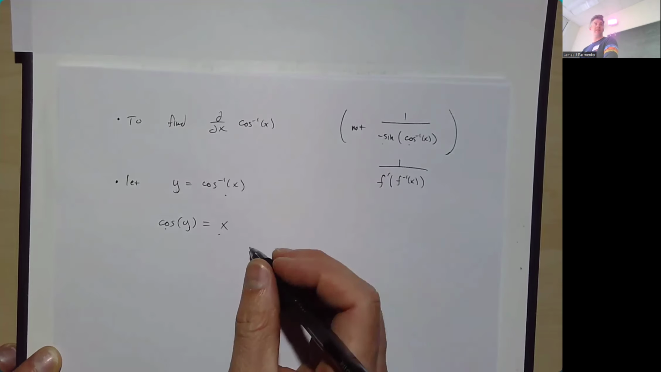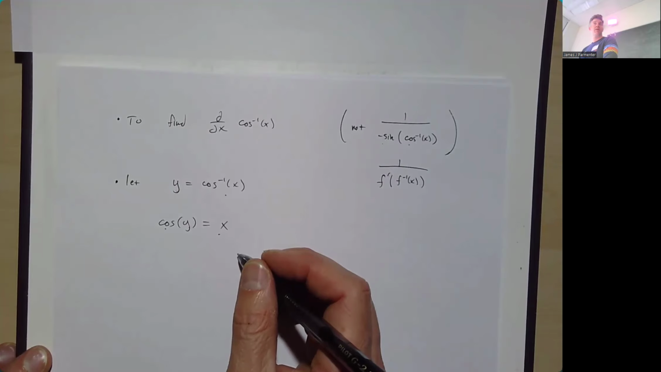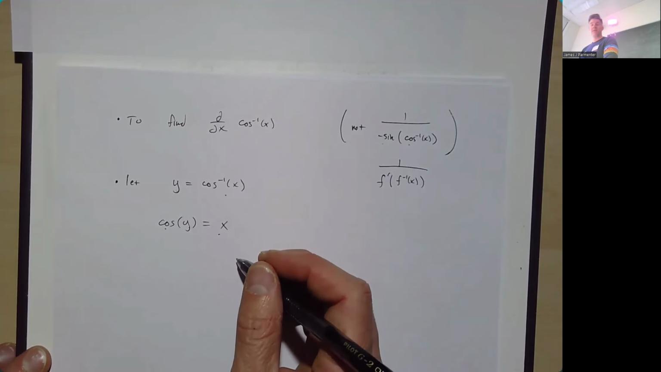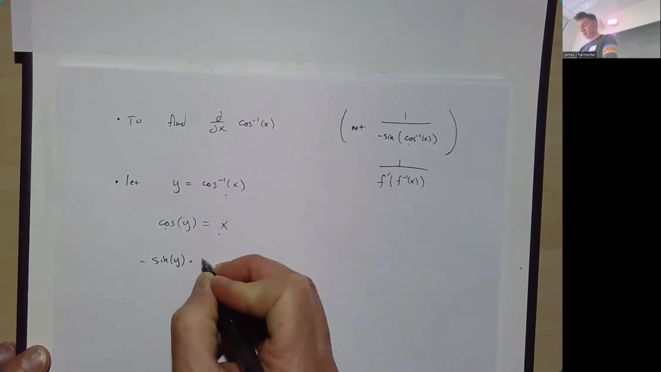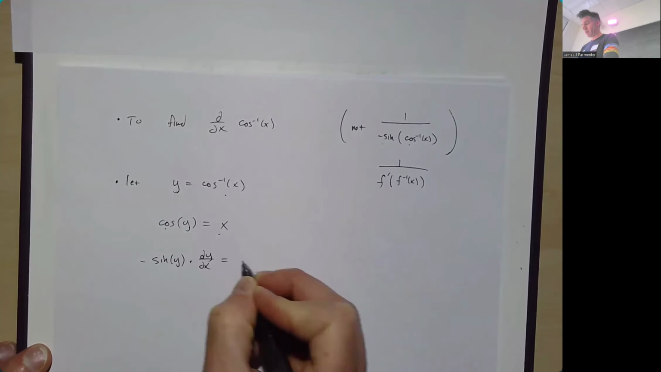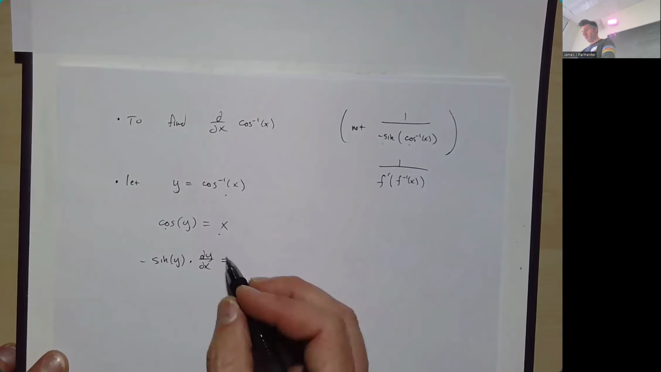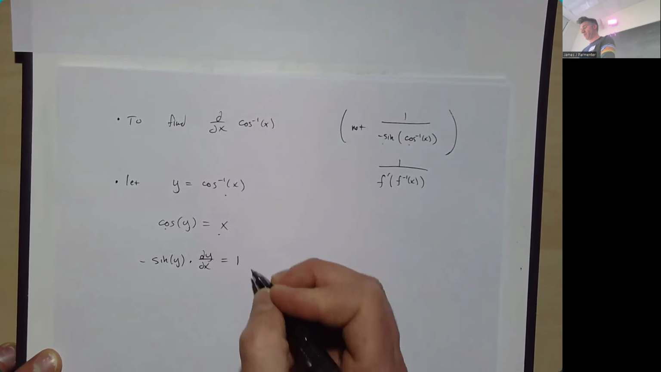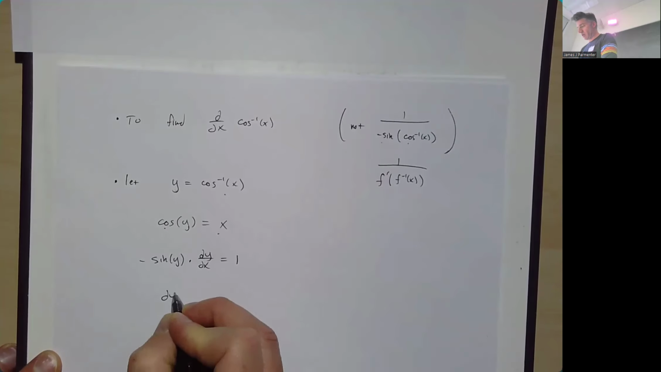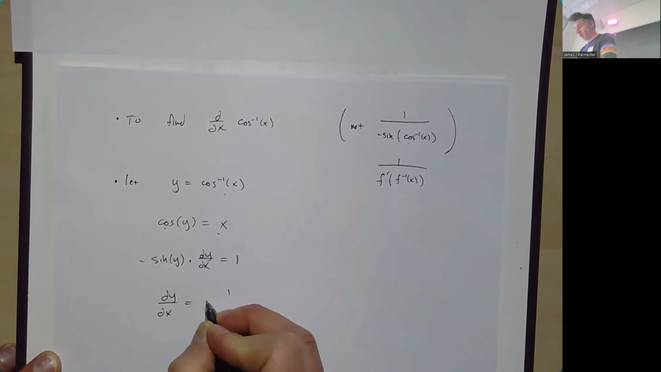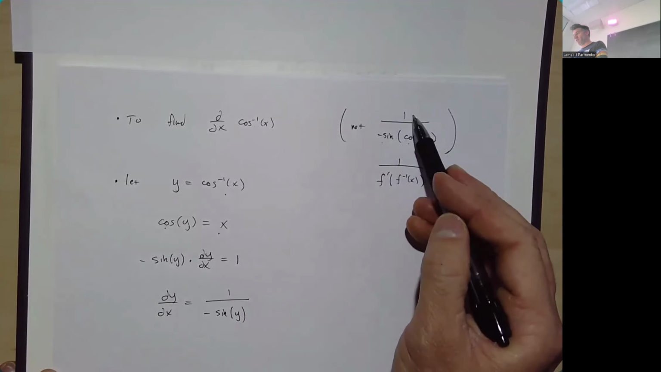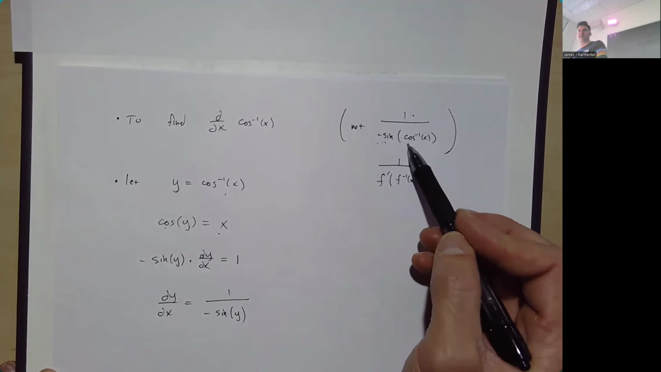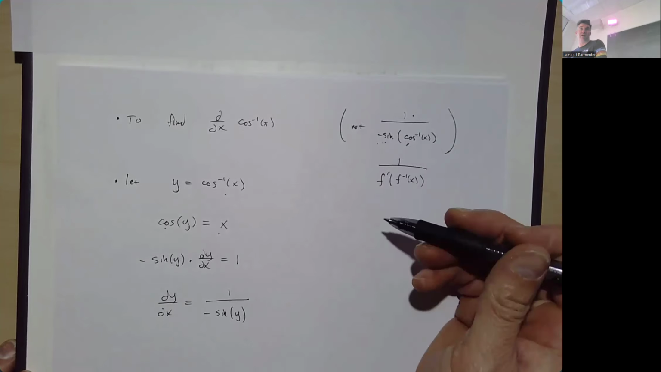And then we differentiate both sides implicitly. The derivative of cosine of y is negative sine of y times the derivative of y with respect to x. The derivative of x with respect to x is 1. And then you're going to get dy dx equal to 1 over negative sine of y. Hey, look, that's your 1 over negative sine of the inverse cosine of x. How neat to see that those are really the same sort of thing.